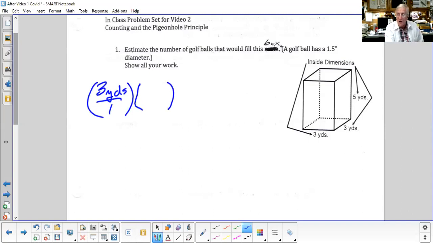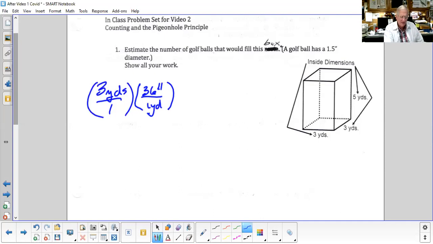Where will yards go so it goes away? On the bottom. For every 1 yard, we have 36 inches. I probably should use "in," but this symbol up here is supposed to mean inches. I'm still not where I want to be. I want to know how many golf balls fit across there.